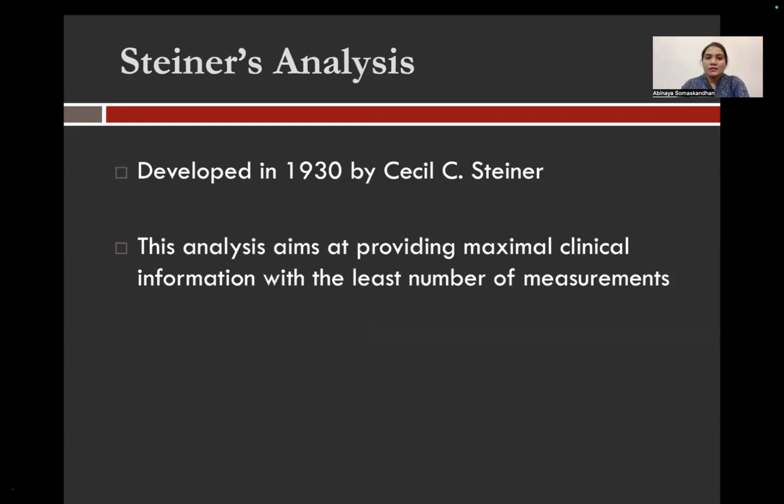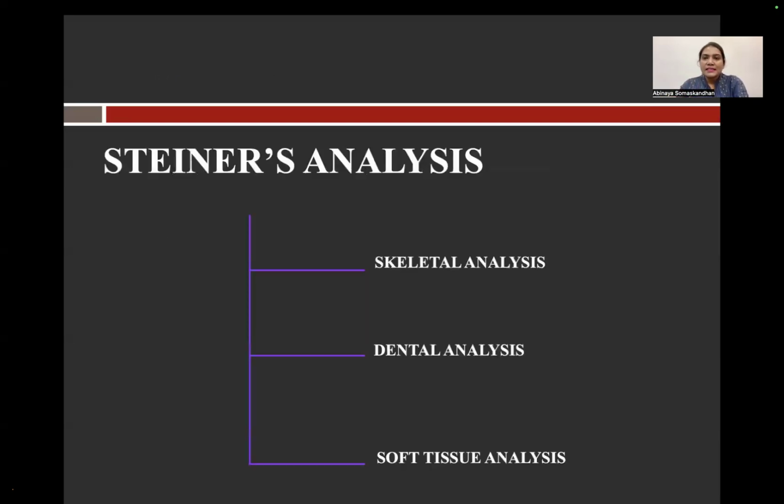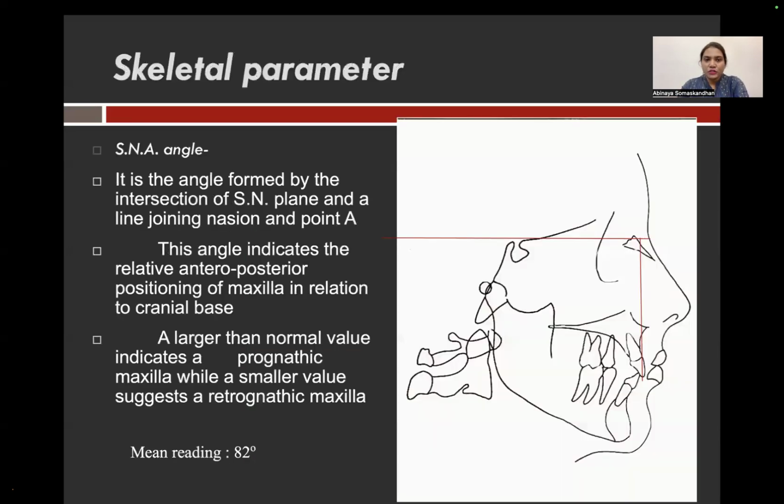Next, coming to the Steiner's analysis. This was developed in 1930 by Cecil C. Steiner, and this analysis aims at providing maximal clinical information with the least number of measurements possible. So the Steiner's analysis is classified into skeletal analysis, dental analysis, and soft tissue analysis. Coming to the skeletal parameters, the first is what is called the SNA angle. As the name suggests, this angle is going to be formed by the intersection of the SN plane with the line joining the nasion and point A.